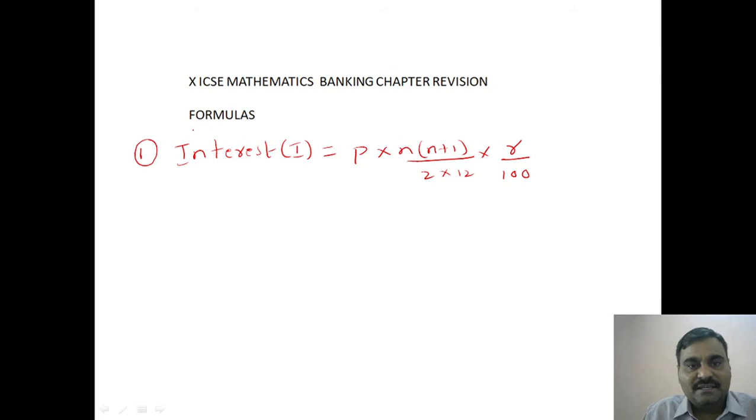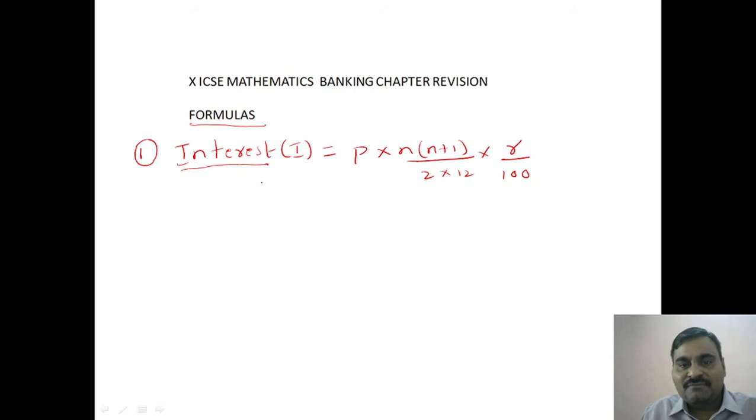Now you can see, as per the formulas, one I have already written, that is interest. If you keep the money in the bank, we get the interest. To get the interest of the recurring deposit account, the formula is I equals P into N into (N plus 1) upon 2 into 12 into R upon 100. So this is the formula to find the interest.